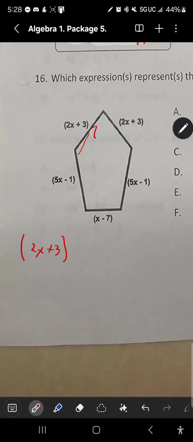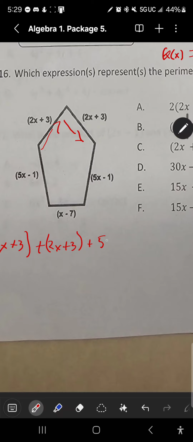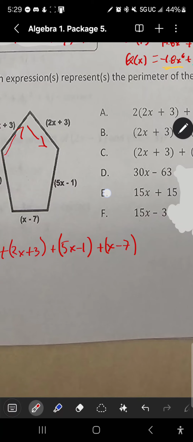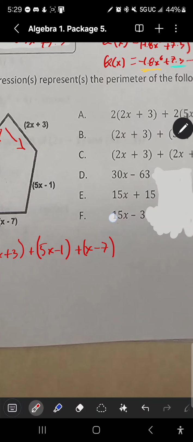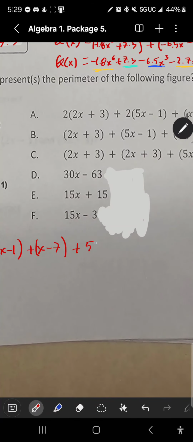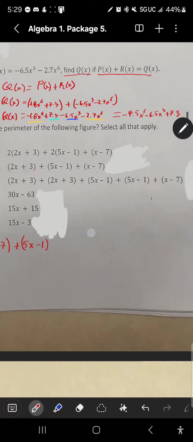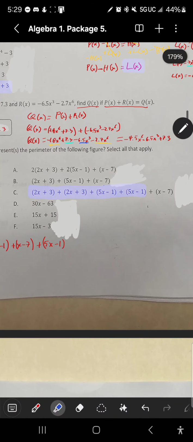I'm going to start like this. So plus another 2x plus 3 plus 5x minus 1 plus x minus 7 plus 5x minus 1. So I think this is exactly the same as this one. So we're gonna mark this.